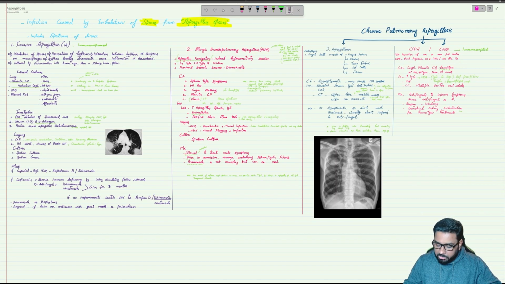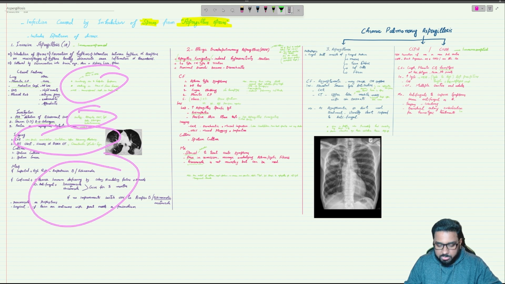And obviously you can see all the green bits. In ABPA, it is mostly the management. And in CPA, CCPA is mainly the diagnosis. Invasive aspergillosis, we can see mainly the investigations, and there are no MCQs usually from the management.